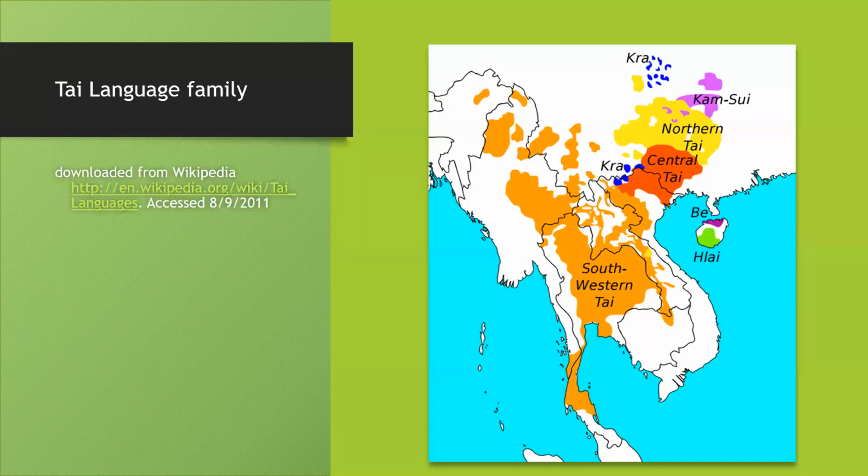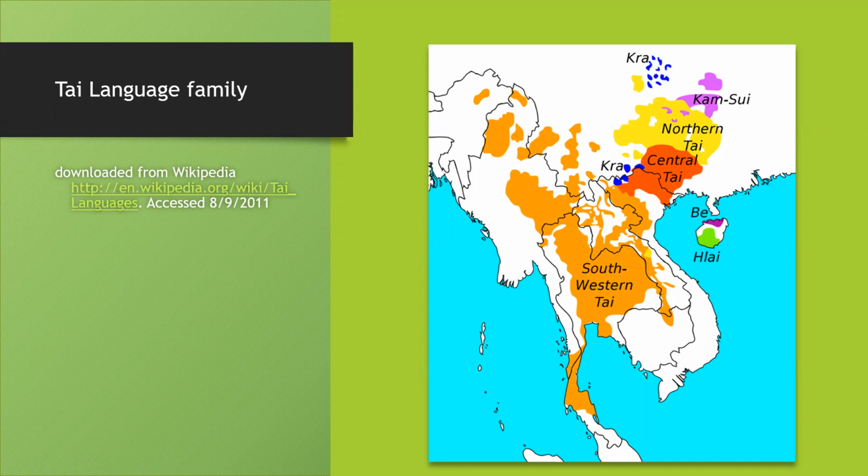And so on Wikipedia, we can find a nice map, which has been there for a long time, showing where Tai languages are to be found. And the biggest groups are the yellow group, which is the so-called Northern Tai, the red group, which is the Central Tai, and you see how those people are mostly found in Southwest China and across the border in Vietnam, and then the orange group, the Southwestern Tai, who have spread through a much larger area.